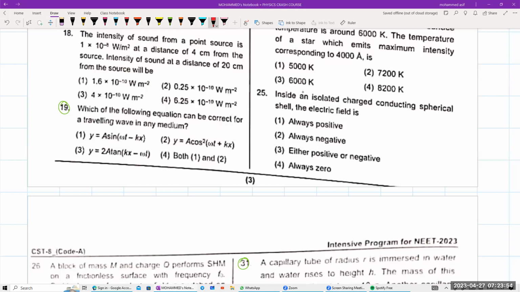Very good. See, ये तो tan नहीं, ये तो wave function होगा ही नहीं बेटा, because you can't get a finite value for the x and t. So a is your moving in positive x-axis. Then y is equals to a into cos square omega t plus kx. This is also your wave function. So both 1 and 2 must be the answer, and option must be equal to 4.